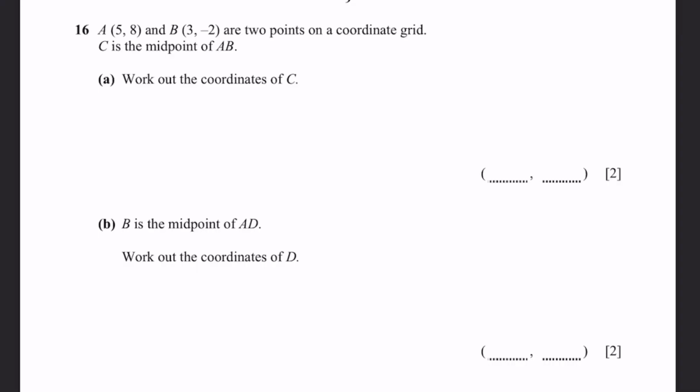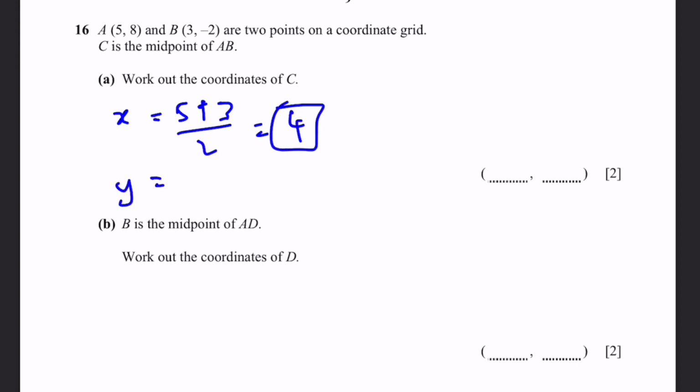Question 16. A (5, 8) and B (3, -2) are 2 points on a grid. A, work out the coordinates of C when C is the midpoint of AB. So the x-coordinate is equal to the mean of these two coordinates, which is 5 and 3. These are the x values of A and B. 5 plus 3 by 2, that's equal to 4.